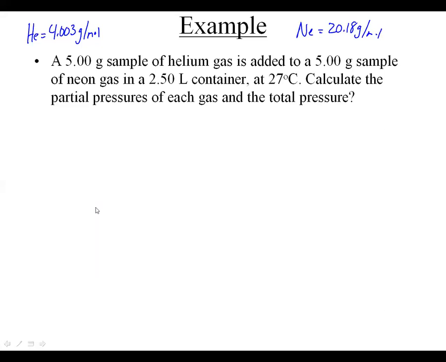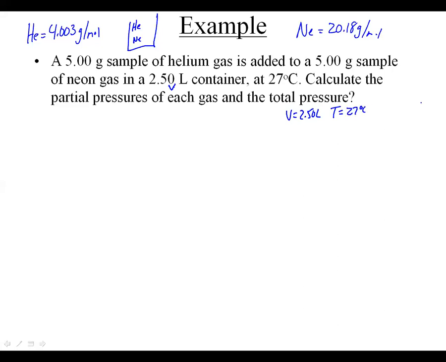Okay, so let's see how we're progressing here. Make sure everybody's at least on the right track. So again, in this situation, we basically have a container, and it's got helium in there flying around. It's got neon in there flying around. And we essentially can treat each of those as if they're in there by themselves. Since they're both in there together, they both will have the same volume, which in this case would be our 2.5 liters. They also will have the same temperature, which would be 27 degrees Celsius.